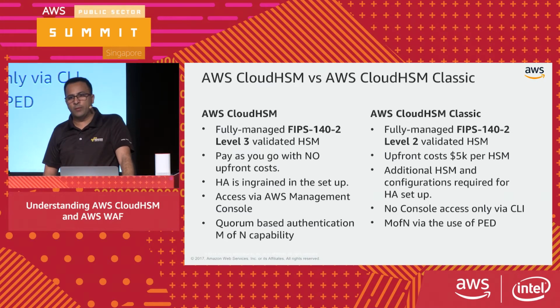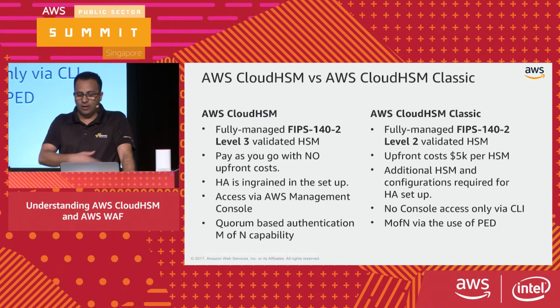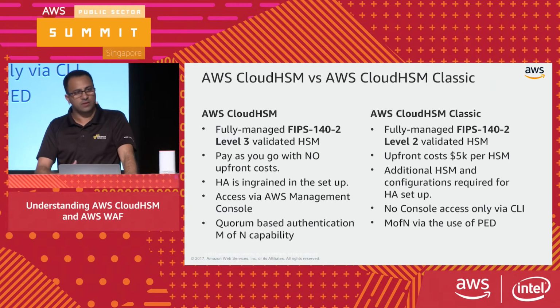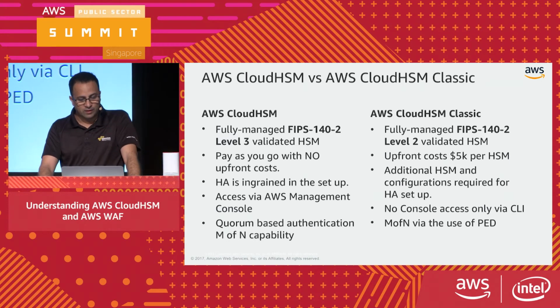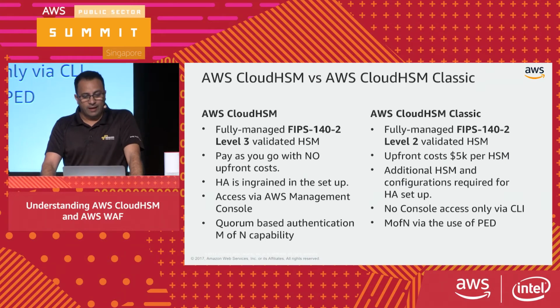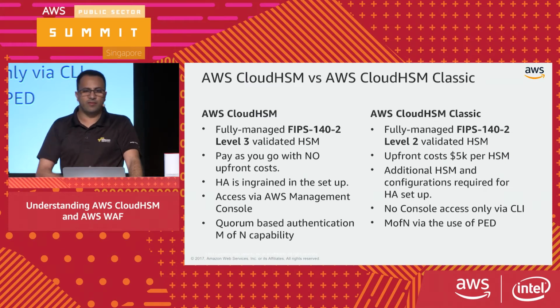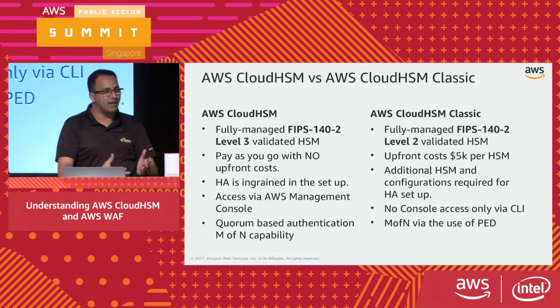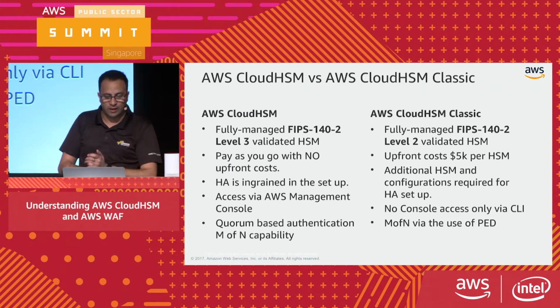The other key requirement was high availability. High availability in the new Cloud HSM service is ingrained into the entire setup. I'll talk more about the architecture, how HA is done and what it offers you, in later slides when we discuss the architecture. In the classic version, to achieve HA you really had to configure another appliance and make sure the cloning is done. It's a pretty tedious and manual task.